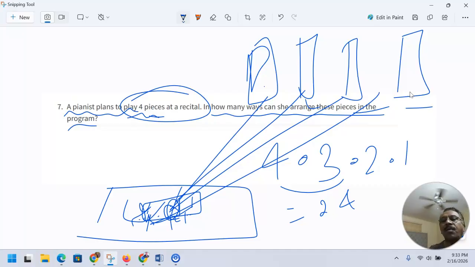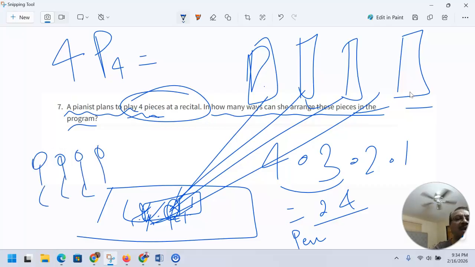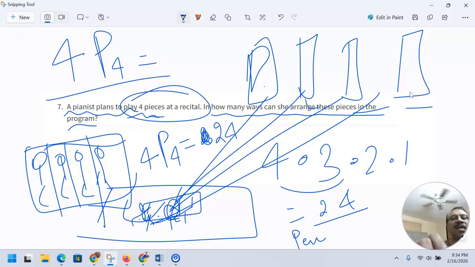Okay, so how do we use the permutation formula here? She has four pieces and she's using all four of them, right? It's like there are four friends and you want to check how many ways they can take a picture. You move around all four of them. So what you end up getting is 4 times 3 times 2 times 1, 24. You can see the calculator does the job. So the same thing here also. The first one takes 4, 3, 2, 1.